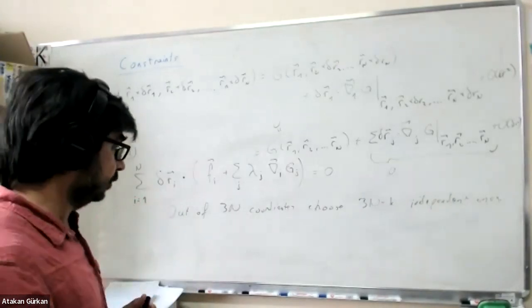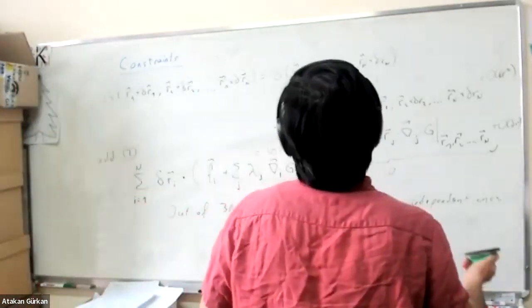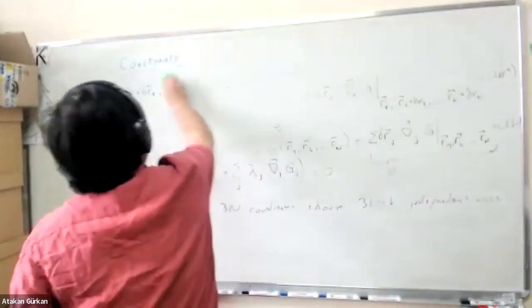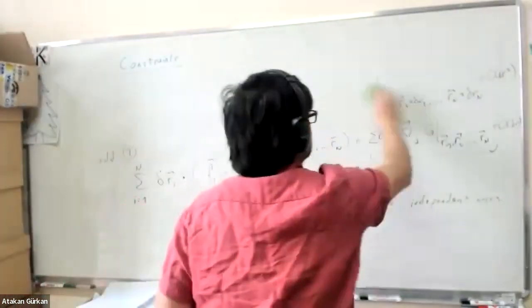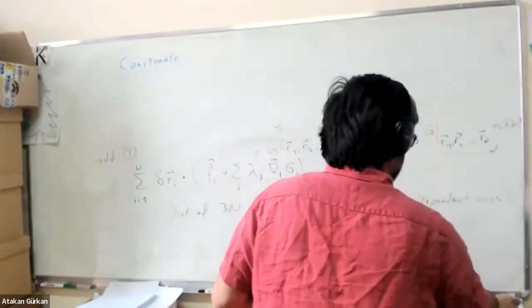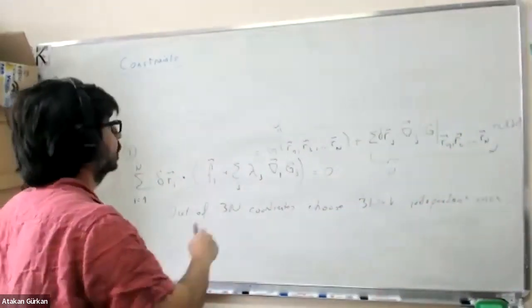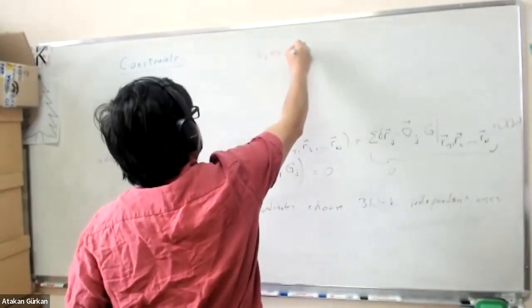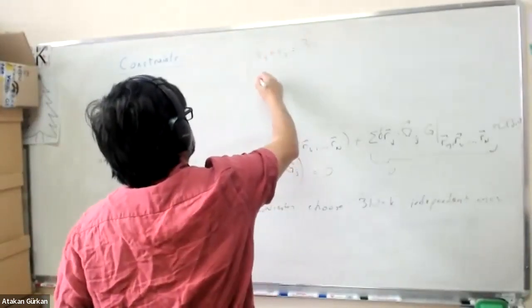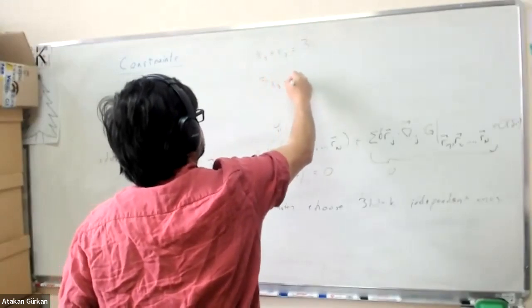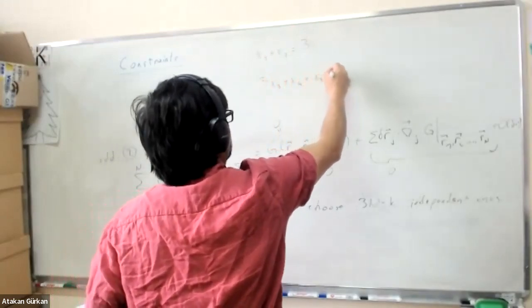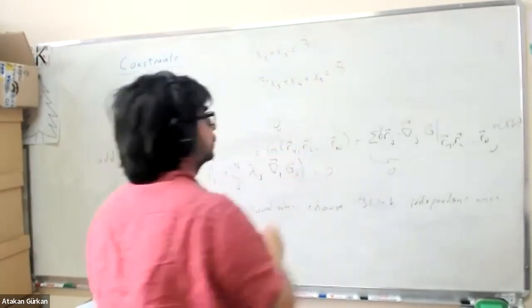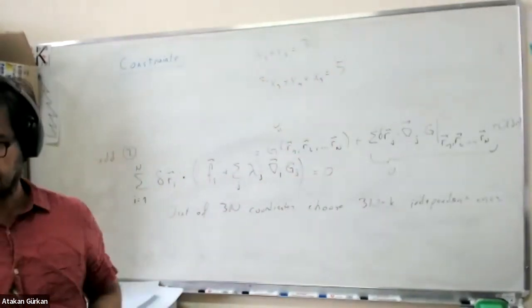Just to give a very, very simple example of what I mean. Let's say that I have 5 coordinates. Okay? And one constraint is x1 plus x2 is 3. The other constraint is x3 plus x4 plus x5 is 5. Right? Very silly, but just an example.